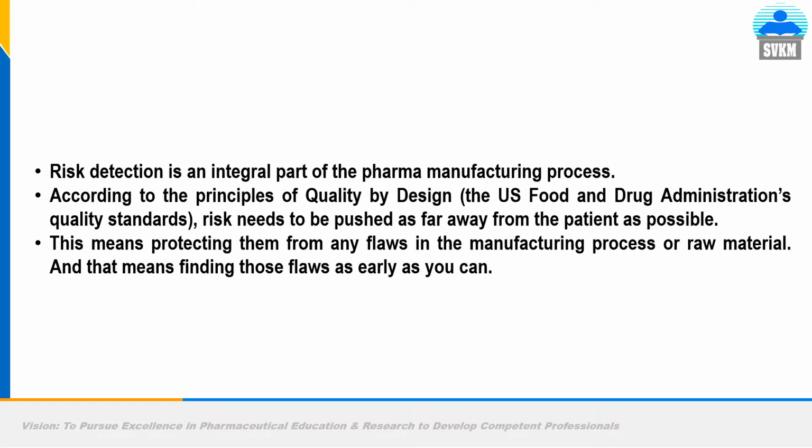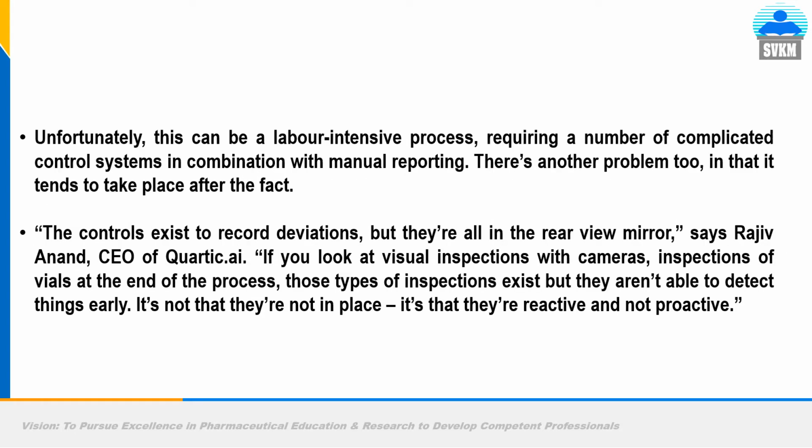Now, risk detection is an integral part of the pharma manufacturing process. According to the principles of quality by design, QBD, and the US Food and Drug Administration's quality standards, risk needs to be pushed as far away from the patient as possible. This is the main reason why pharma companies are different from other companies, because the products of pharma companies are directly related to the health of the patient. This means protecting them from many flaws in the manufacturing process or raw materials, and that means finding those flaws as early as one can.